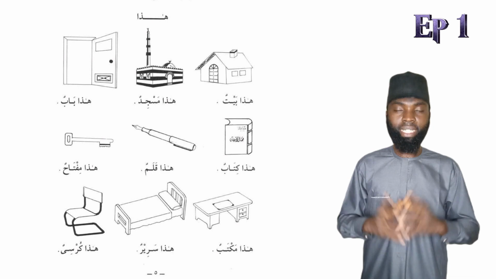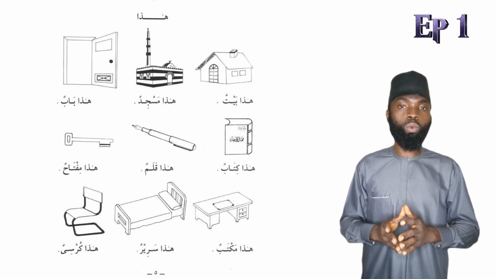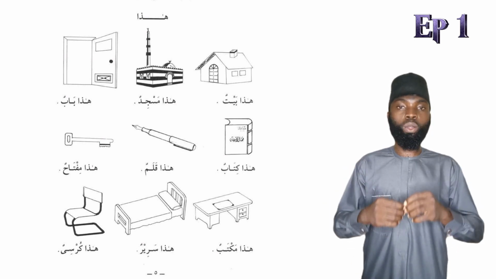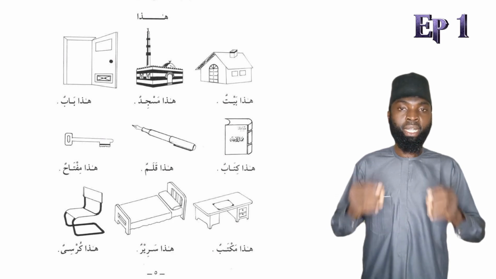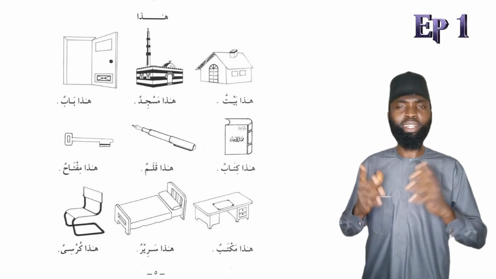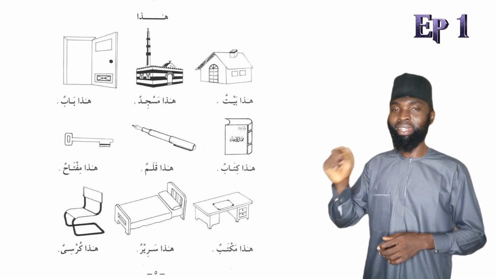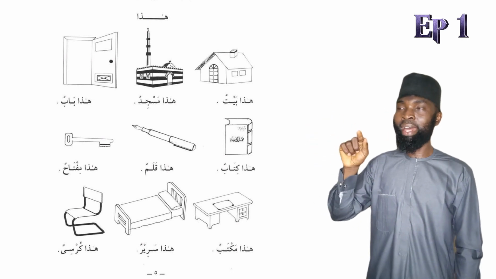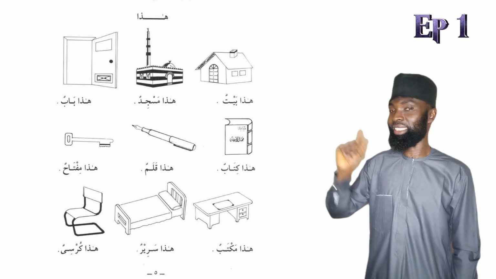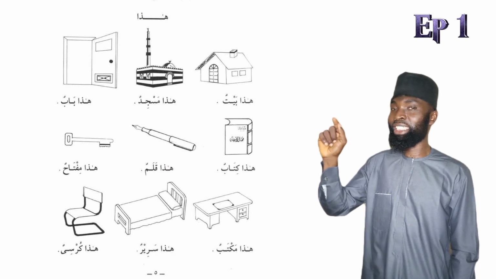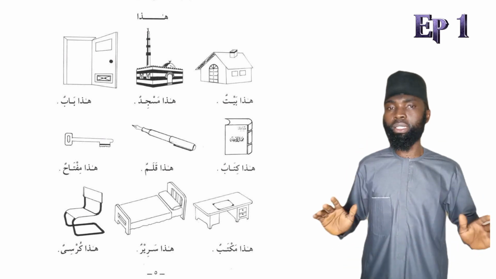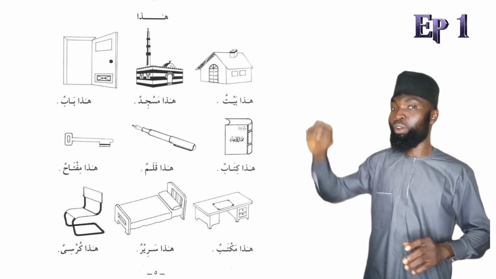Now where do we get the is from? There are some words in the English language that you cannot find an equivalent of in the Arabic language. However, the context in which words are being arranged is what will make you know where to place some of these words and prepositions. So now we can say هذا بيت. This is a house. هذا مسجد. This is a mosque, because of the masjidun. Babun, a door. Kitabun, a book.